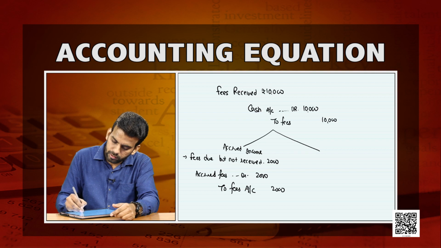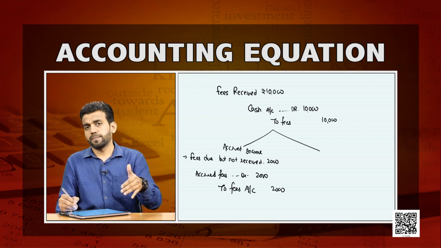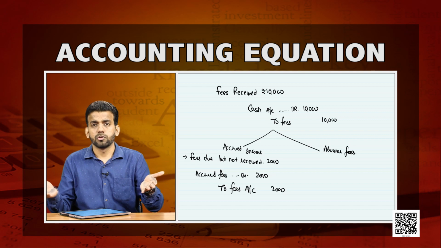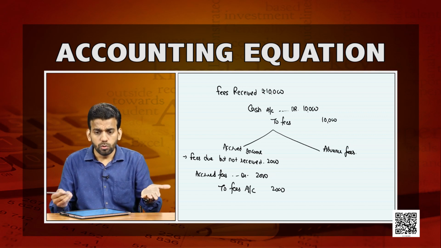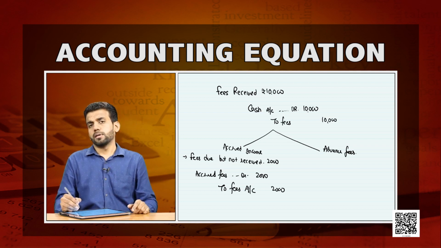And the next one is advance. Sometimes students studying in class 11th pay me the fees for class 12th in advance. So, I have received cash from them. One thing which is very sure is that cash has come, so cash account would be debited by any amount, let us say 5,000. But do you think it's an income which has fallen due?